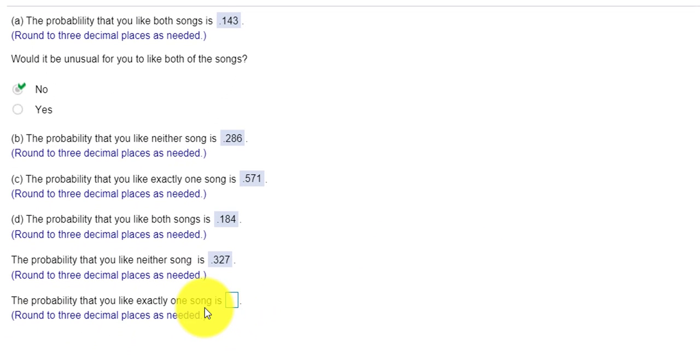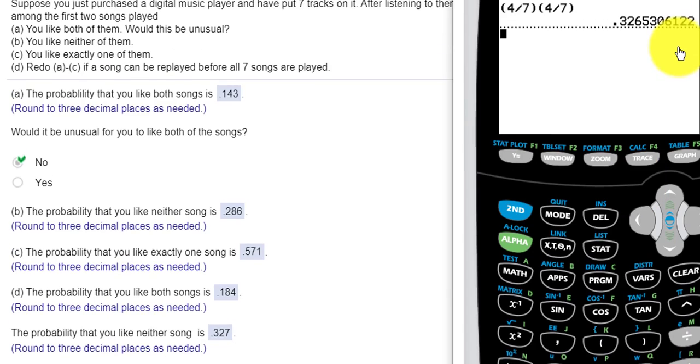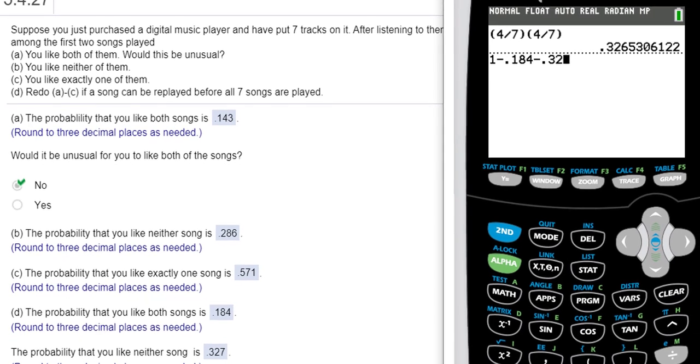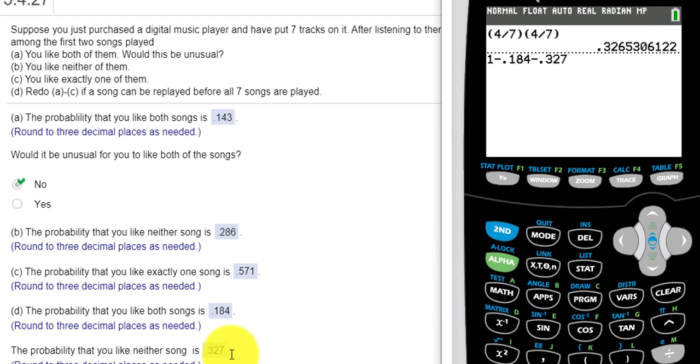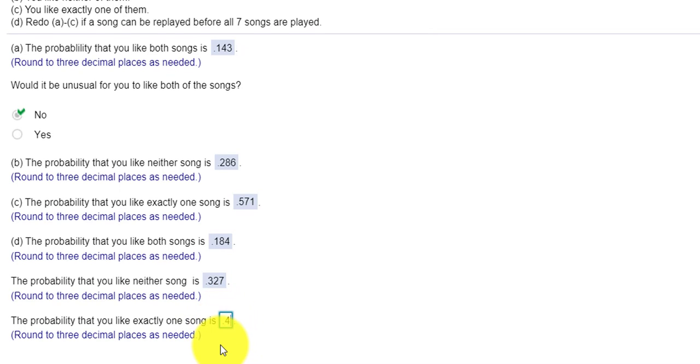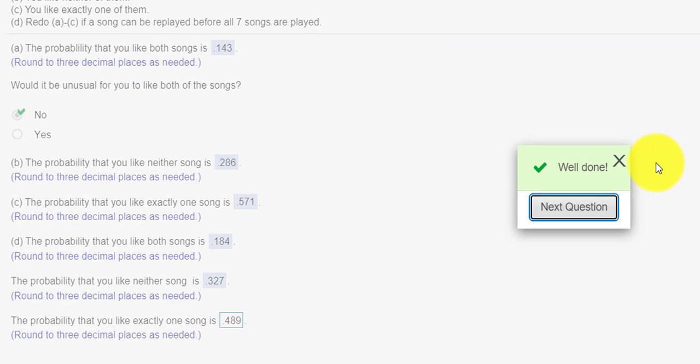And then the last part is the probability that you like exactly one song. Just like we did before, we know what all the probabilities are. So if I do 1 minus 0.184 minus 0.327, I think that covers everything. I check my answer, and I get 0.489. And we get the well done.